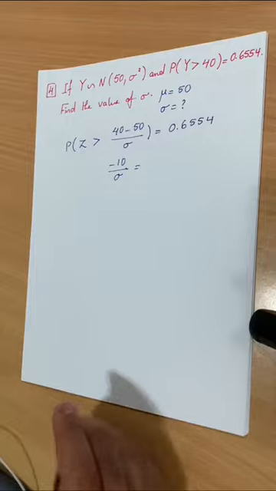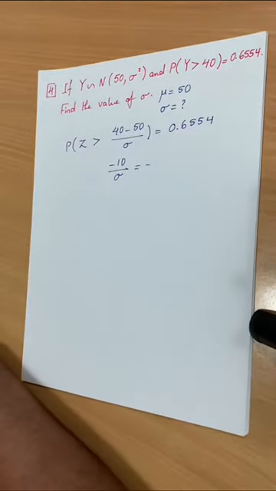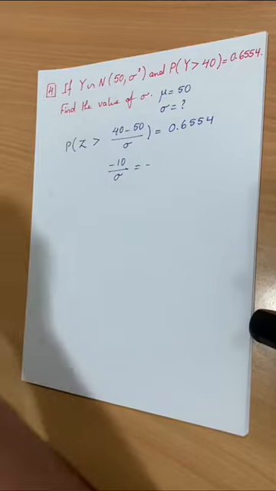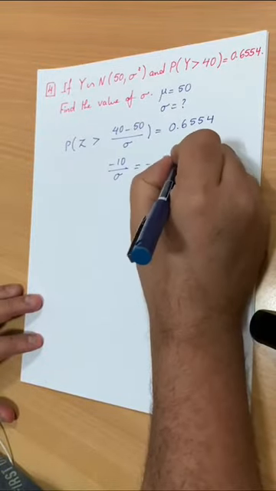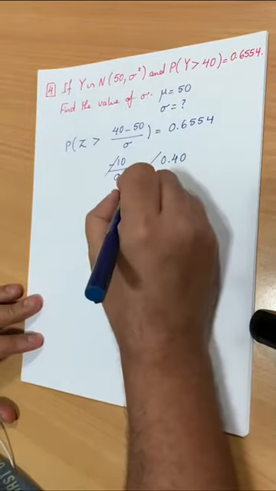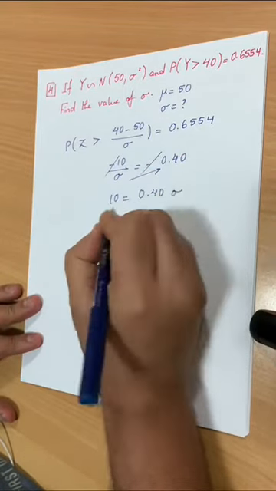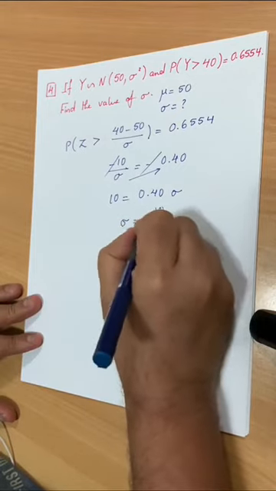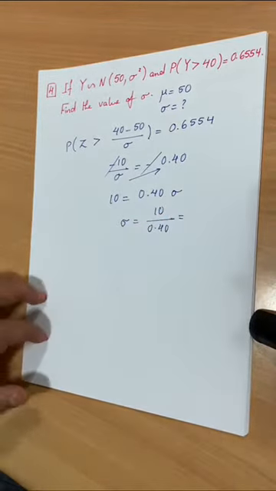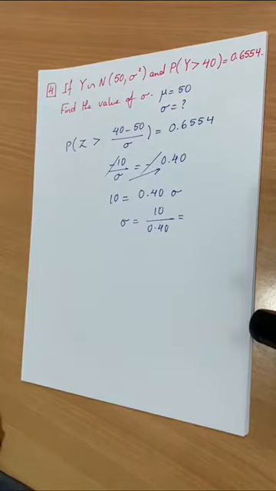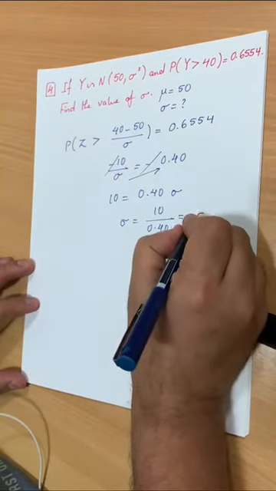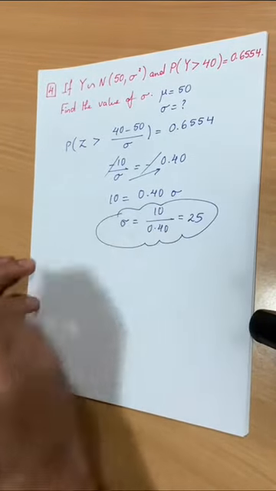So negative 10 over sigma is equal to negative. Now we have to check in the table. 0.6554 is corresponding to 0.40. Now negative will cancel negative and then just do cross multiplying. 10 equals 0.40 sigma. Then sigma is 10 over 0.40. Using the calculator, 10 divided by 0.40, the answer is 25. And this is the value of sigma.